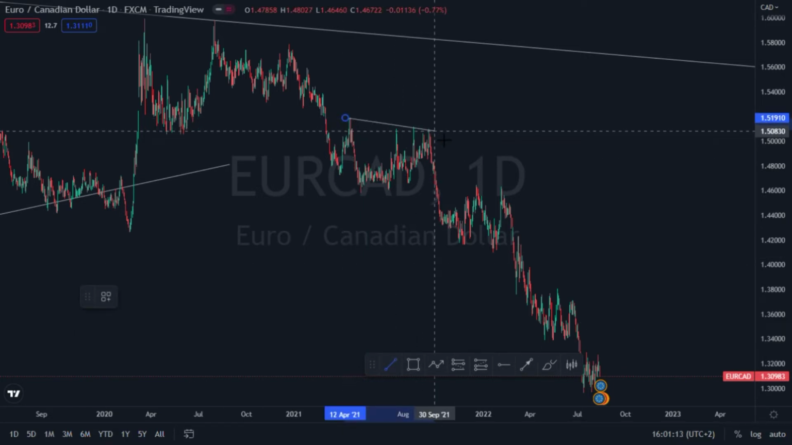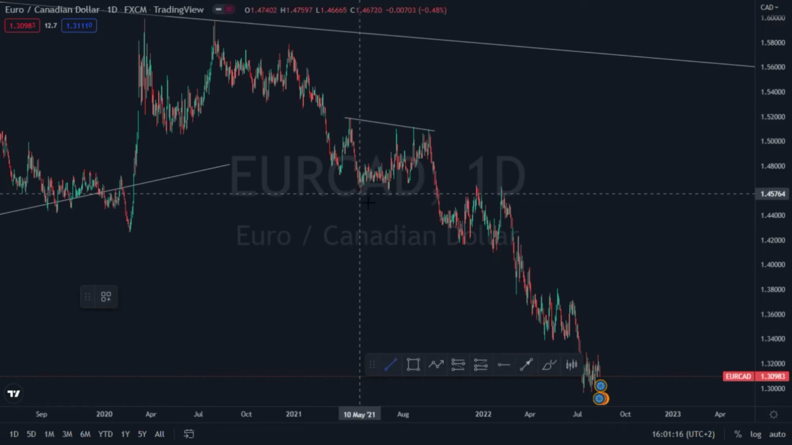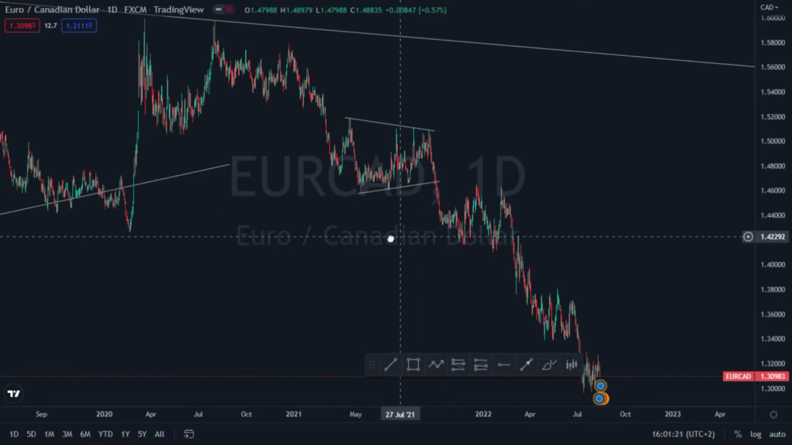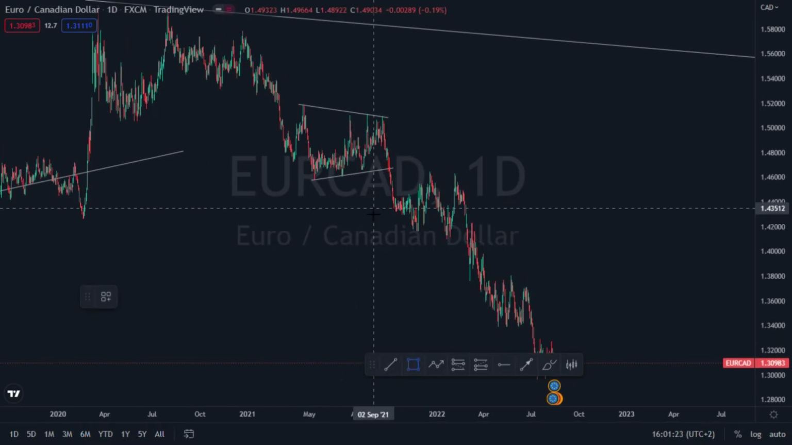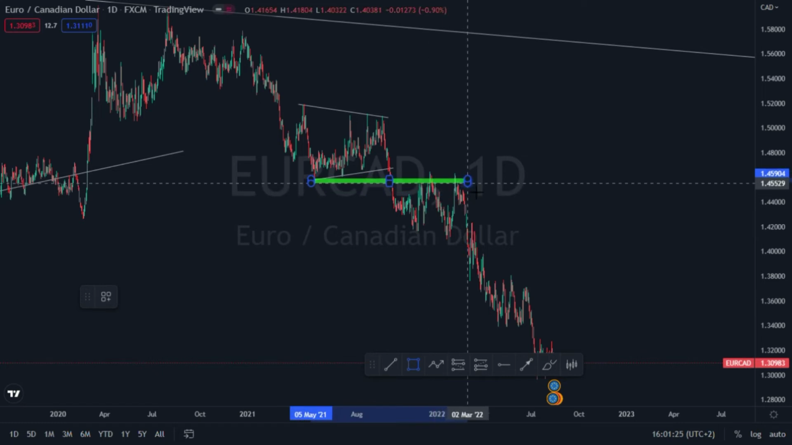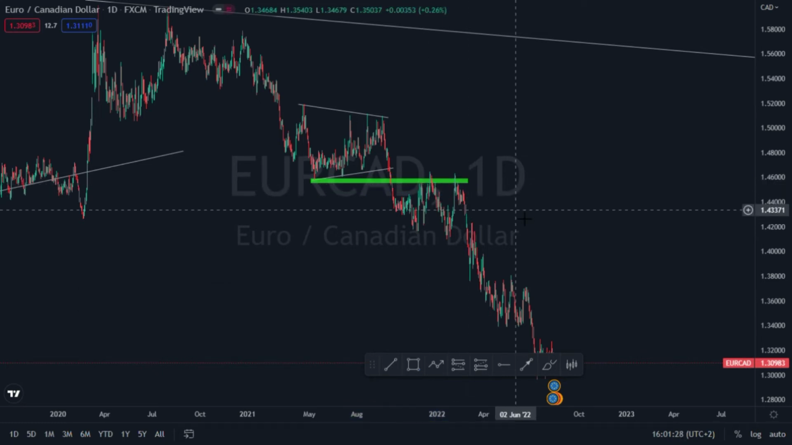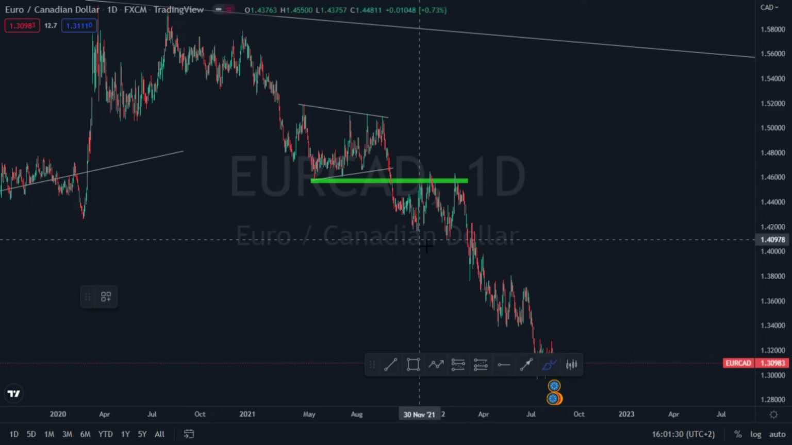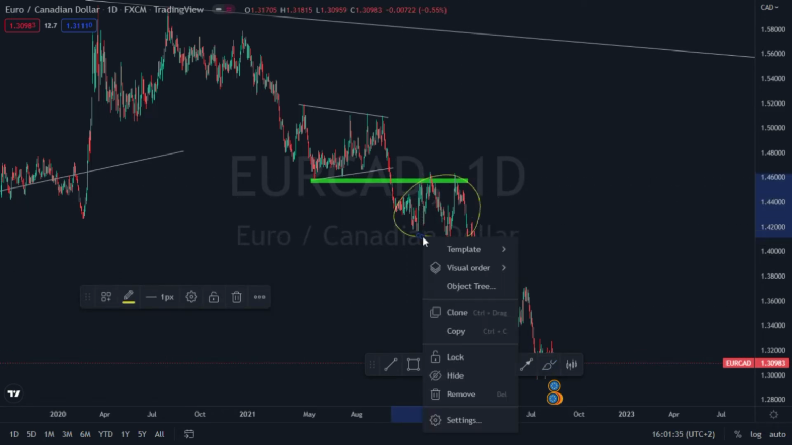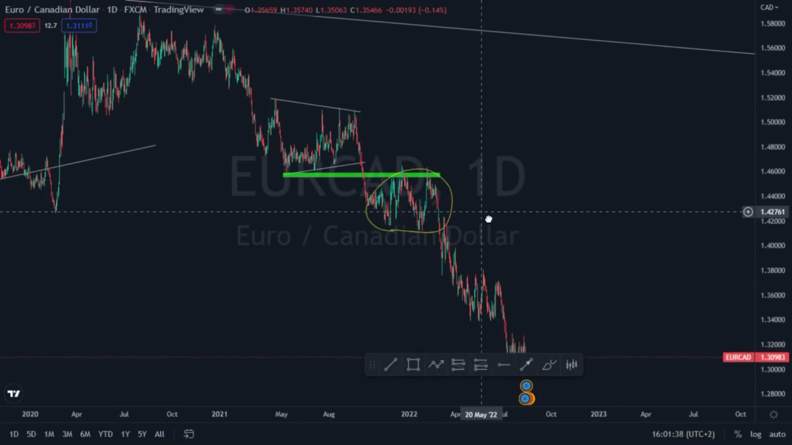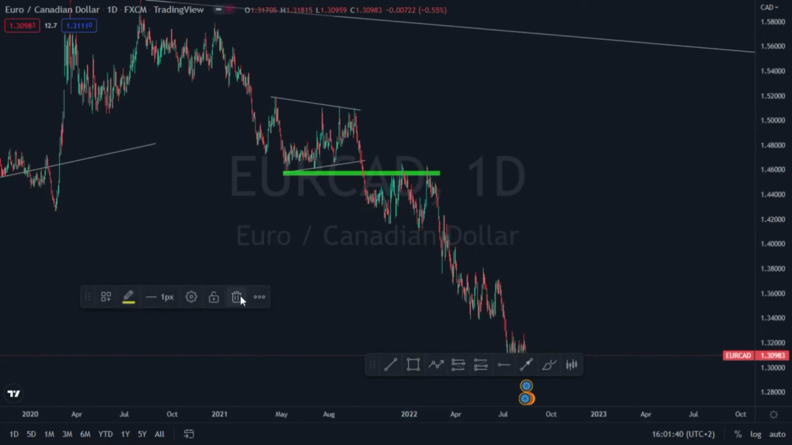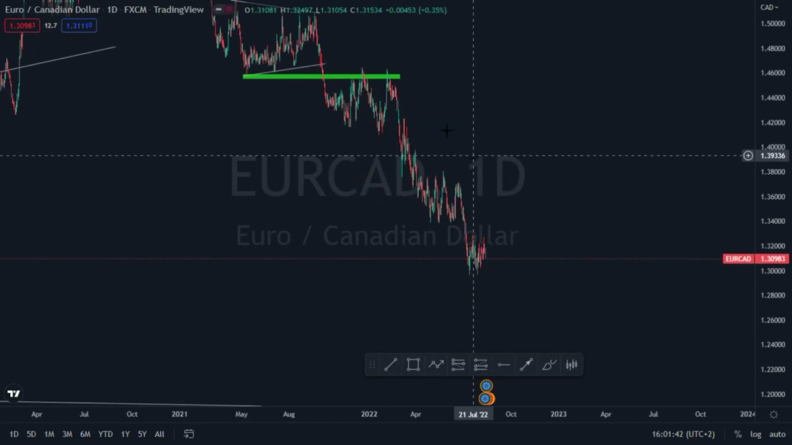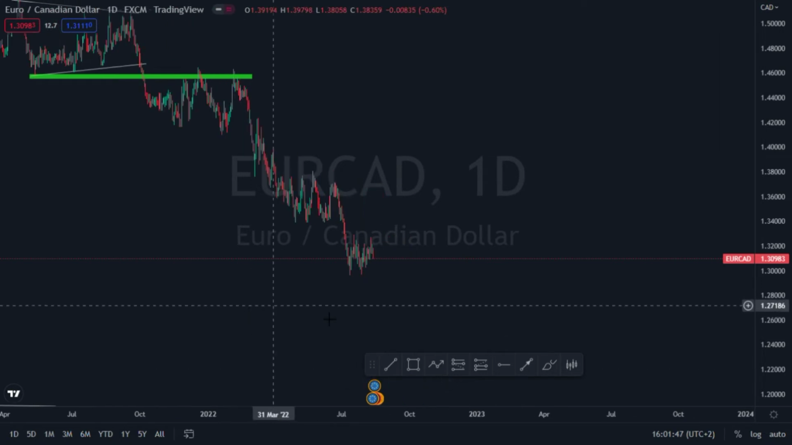We formed that Falcon pattern, which is the continuation pattern to the downside. The market broke that structure, went back to retest this level right there, and then formed some sort of a consolidation. After that, we continued moving to the downside. From this level, it impulsively moved to the downside.